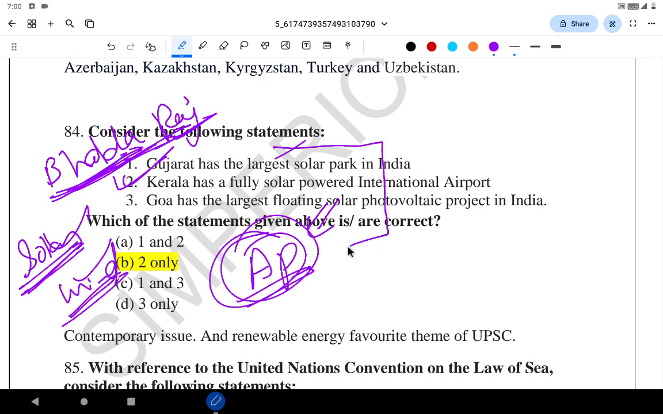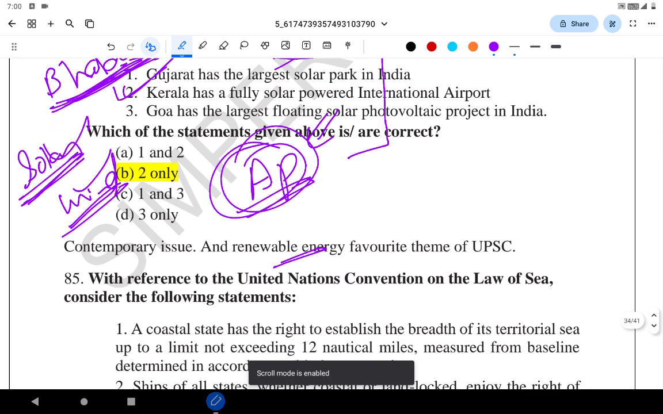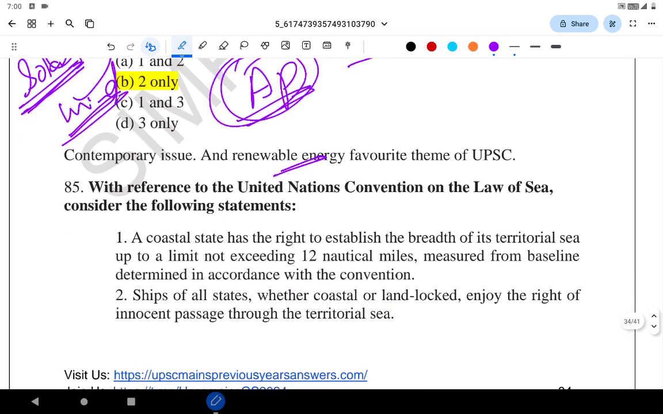Again, they are asking a question on renewables. That's a very favorite theme of UPSC. So you should know all this. You cannot miss such questions. These are in news, current affairs, easy questions to solve.